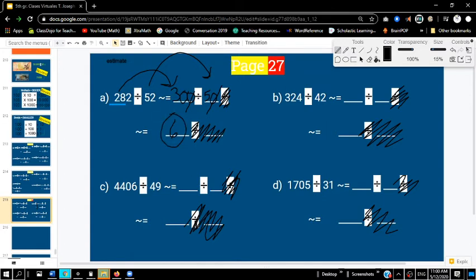Let's do the next one. We're going to estimate again. 324 estimated out, you could round to the nearest 10. Let's do that. Let's round this one to the nearest 10. 320. And 42 rounded to the nearest 10 would just be 40.